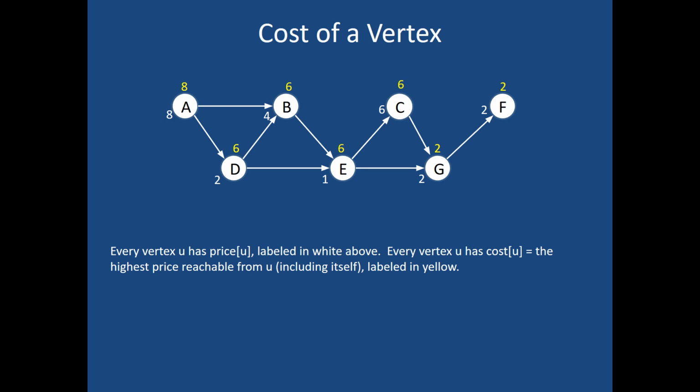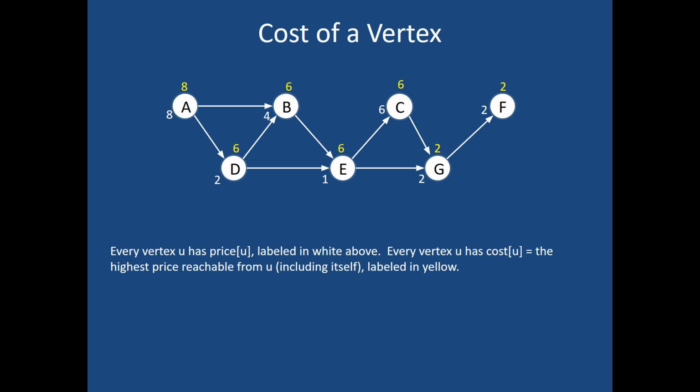But there's an efficient way. What's the efficient way to compute all those yellow things? In reverse topological order. So if you start with F, it gets a 2. And then to compute B's yellow 6, you don't have to look at everything that's reachable from it. You just have to look at its direct neighbors. If you've already computed that yellow 6 for E, then without looking at C and F and G, you know that none of them have a price higher than 6. And so to compute B, you just have to look at B's price and all its neighbors' costs.